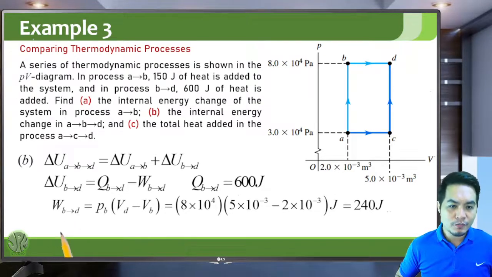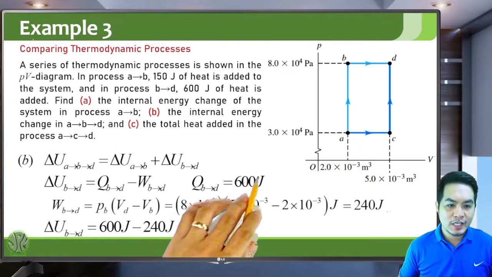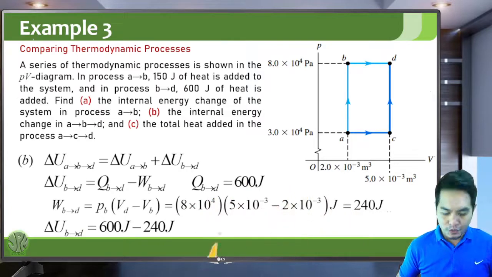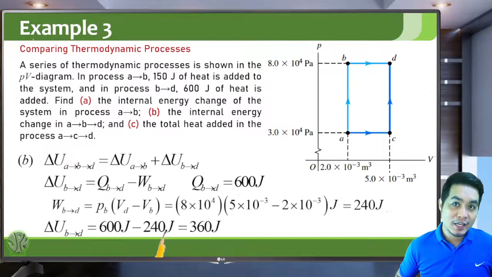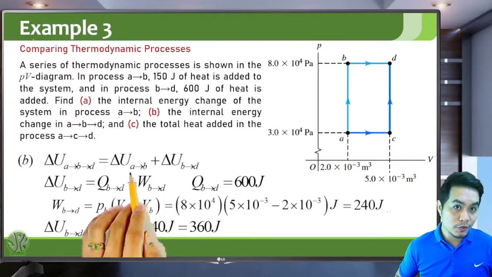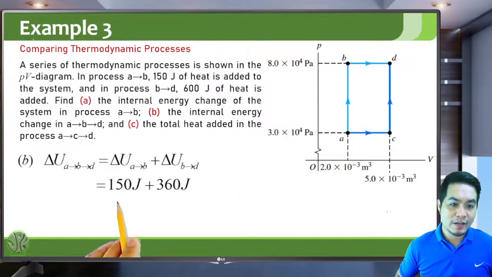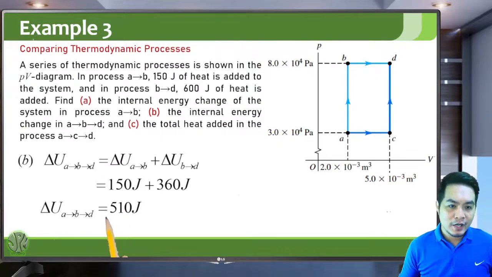So I can now solve for the change in internal energy from B to D. 600 joules minus 240 joules will give me 360 joules. So 360 joules is the change in internal energy from B to D. I already solved the change in internal energy from A to B in the previous letter, so that's 150 joules. Therefore, the change in internal energy in the process A to B to D is 510 joules.